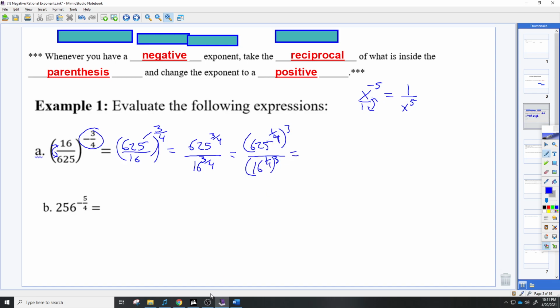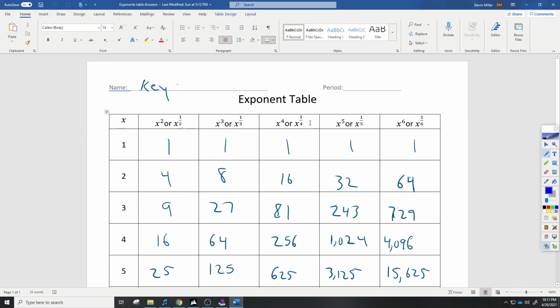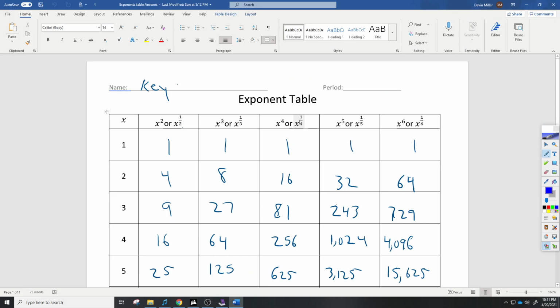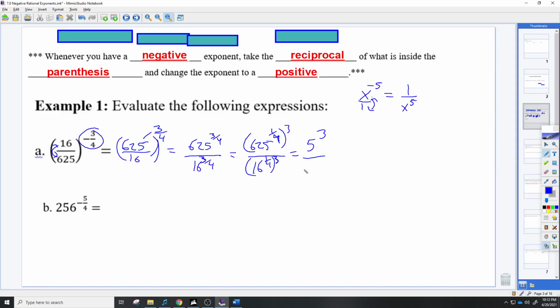So we're going to find 1/4 on the table. Here's 1/4. We're going to find 625 right here. Read across, that's 5. This is 5, that's the inside, to the third. The bottom, do the same thing. We're going to do 16 to the 1/4. So 1/4, 16 is here. Read across, it's 2. So then we have 2 to the third.